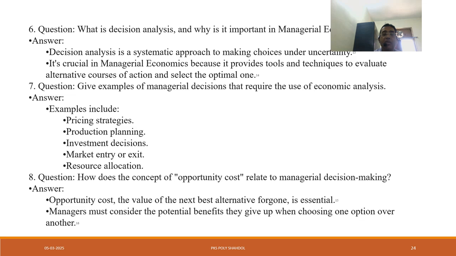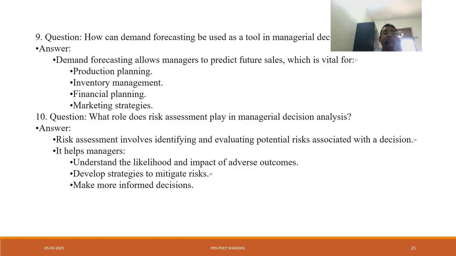Eighth question, how does the concept of opportunity cost relate to managerial decision making? Answer: opportunity cost, the value of the next best alternative foregone, is essential. Managers must consider the potential benefit they give up when choosing one option over another. Ninth question, how can demand forecasting be used as a tool in managerial decision making? Answer: demand forecasting allows managers to predict future sales, which is vital for production planning, inventory management, financial planning and marketing strategy.